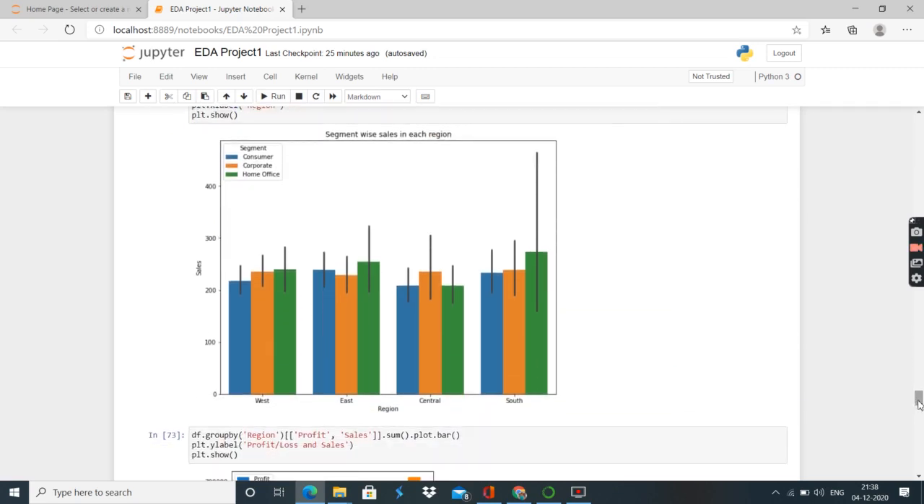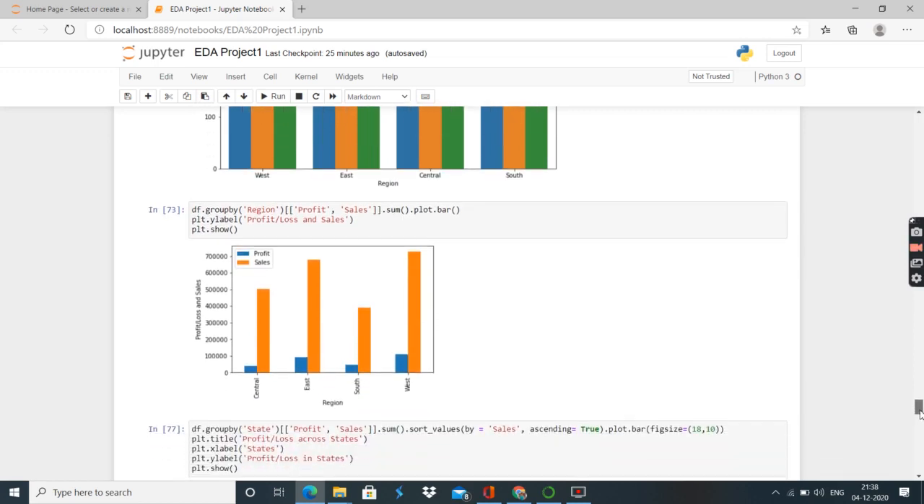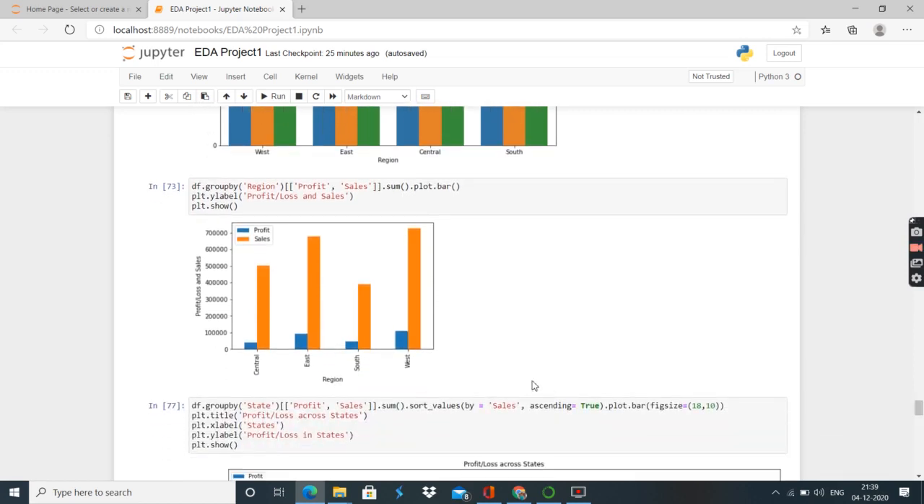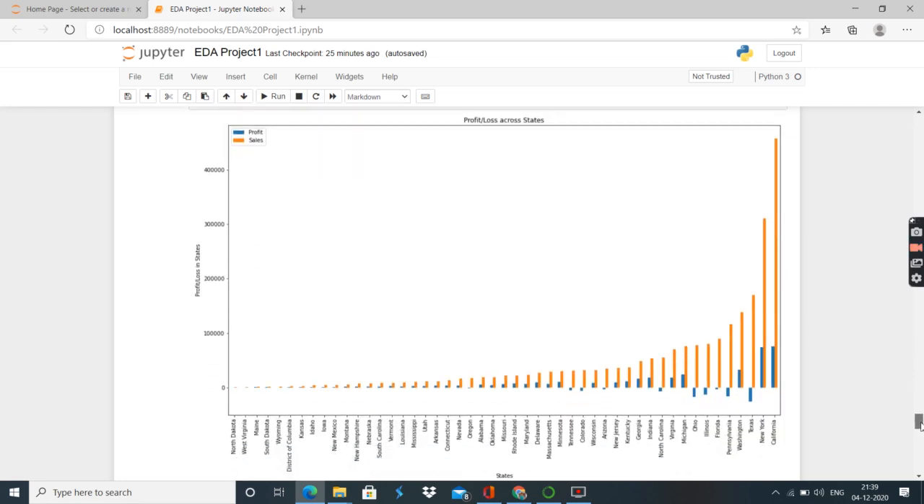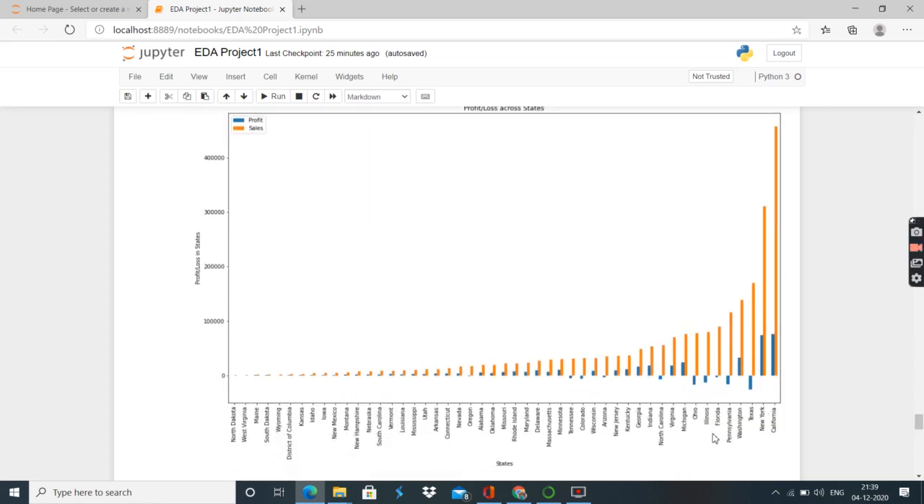This another kind of graph shows us the segment-wise sales in each region. The regions include East, West, Central, and South. Again, this graph tries to show the region-wise profit loss and sales. Again, the difference in profit loss versus sales is quite large in all the regions. Across states, we can see in this graph quite clearly that the profit in California is quite high compared to the profit in Texas, which is in the negative, or Pennsylvania, which is also in the negative.